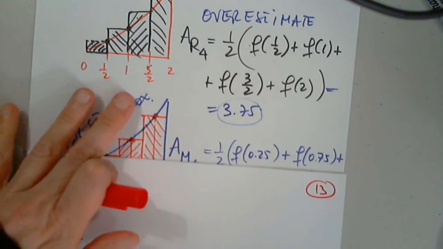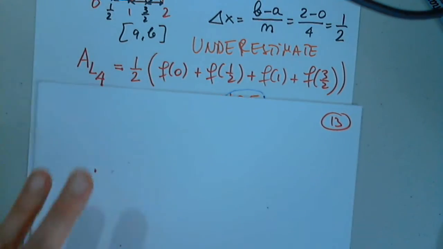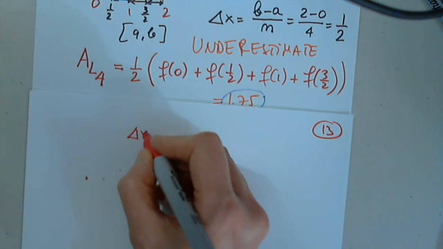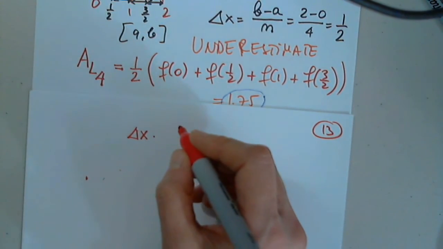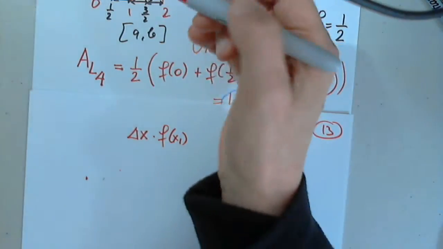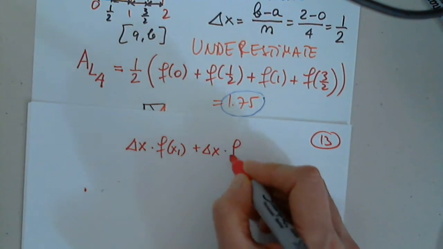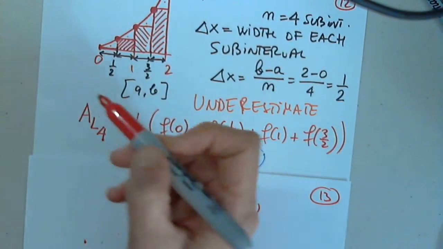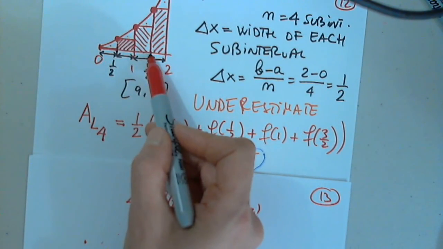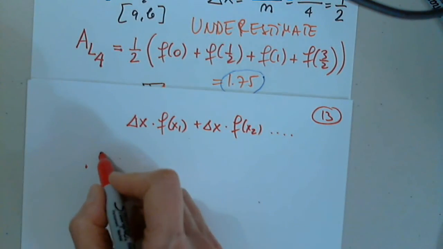What did we do? In all these situations, let's go back to the first one. This is delta x. But we multiplied it by f of x1. And then delta x times f of x2. By x1 I say 0, and then 1/2, that's x2, and that's x3, that's x4, and so on and so forth. So what did I really do?